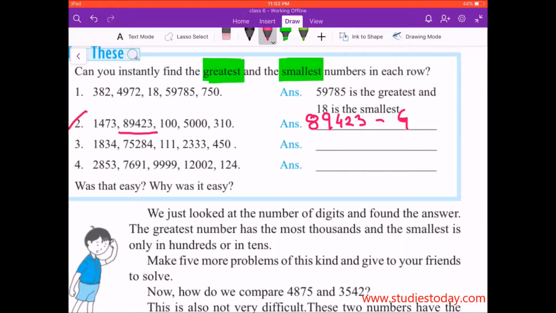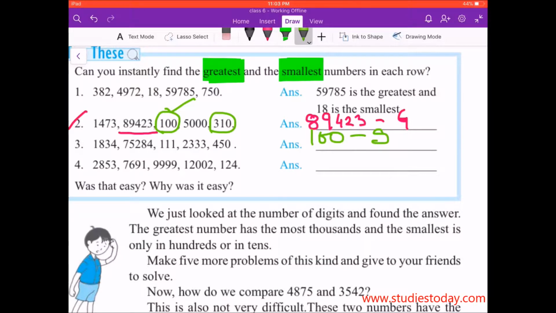And for judging the smallest number, I have 2 numbers which have 3 digits. Now as children, you know what are natural numbers. As you progress 1, 2, 3, 4, so the progressing number is always bigger. So out of 100 and 310, 100 is certainly the smallest number. So there is a gap given in the right side of the book in your NCERT. So kindly do it there.